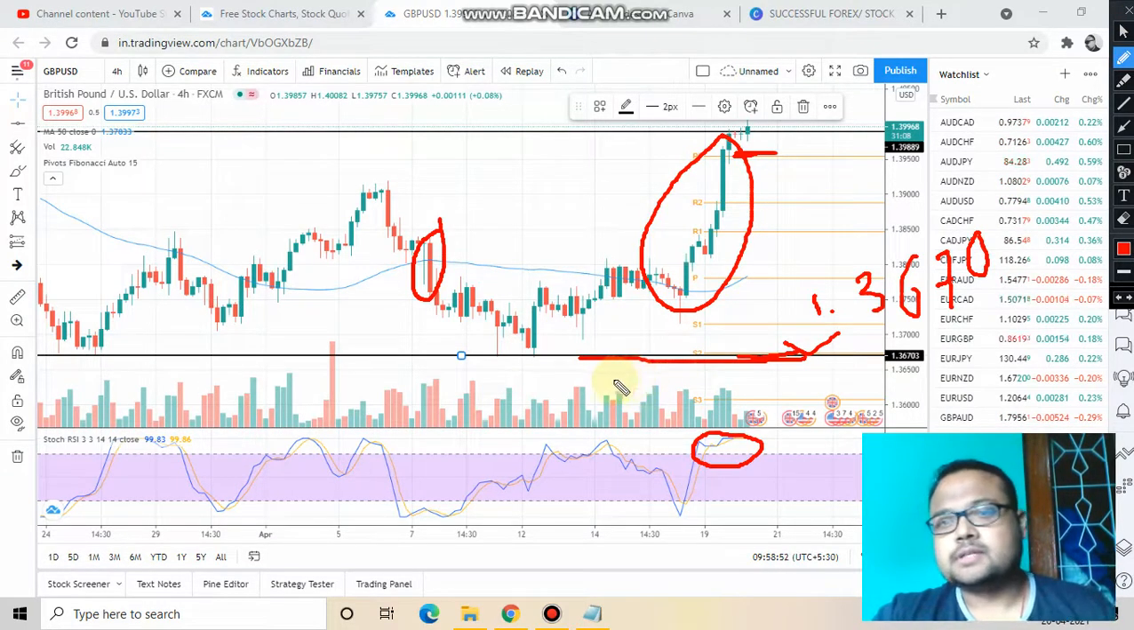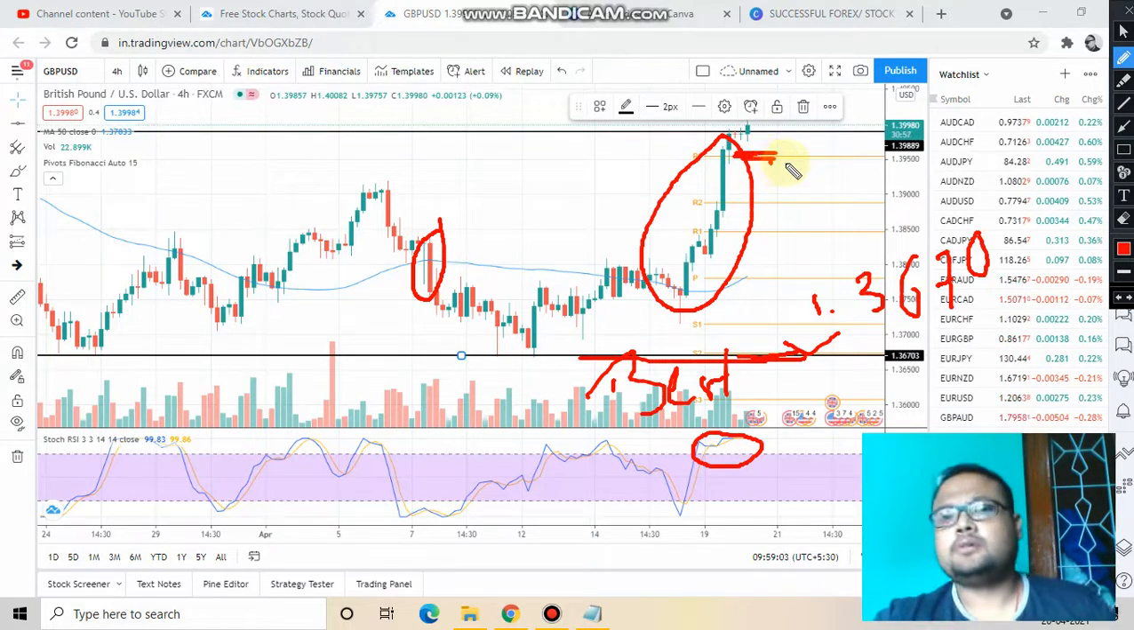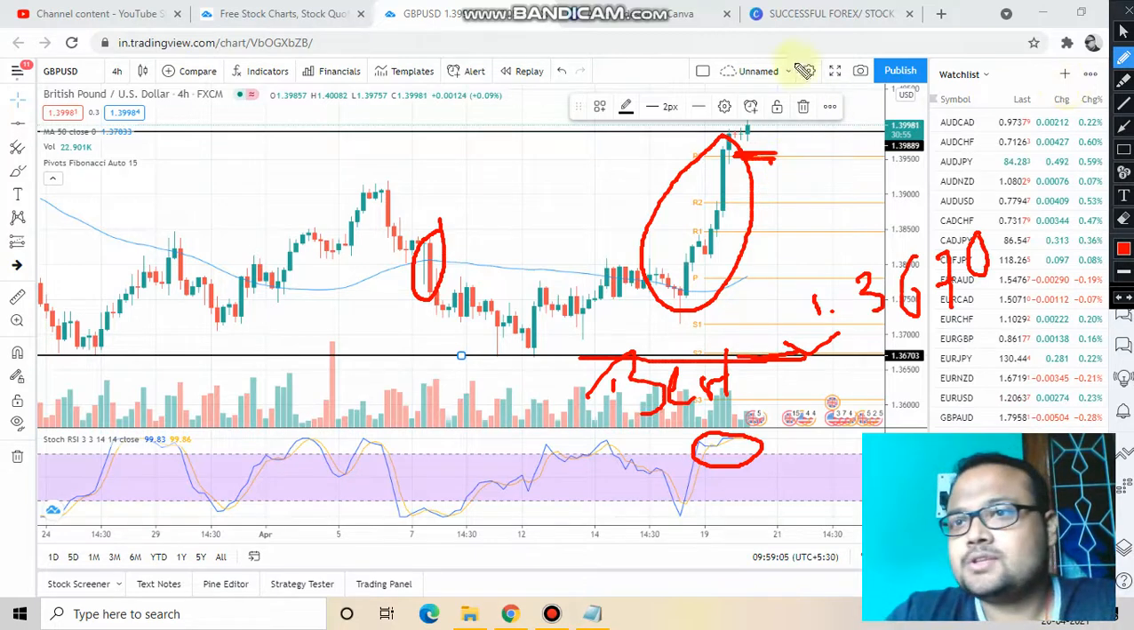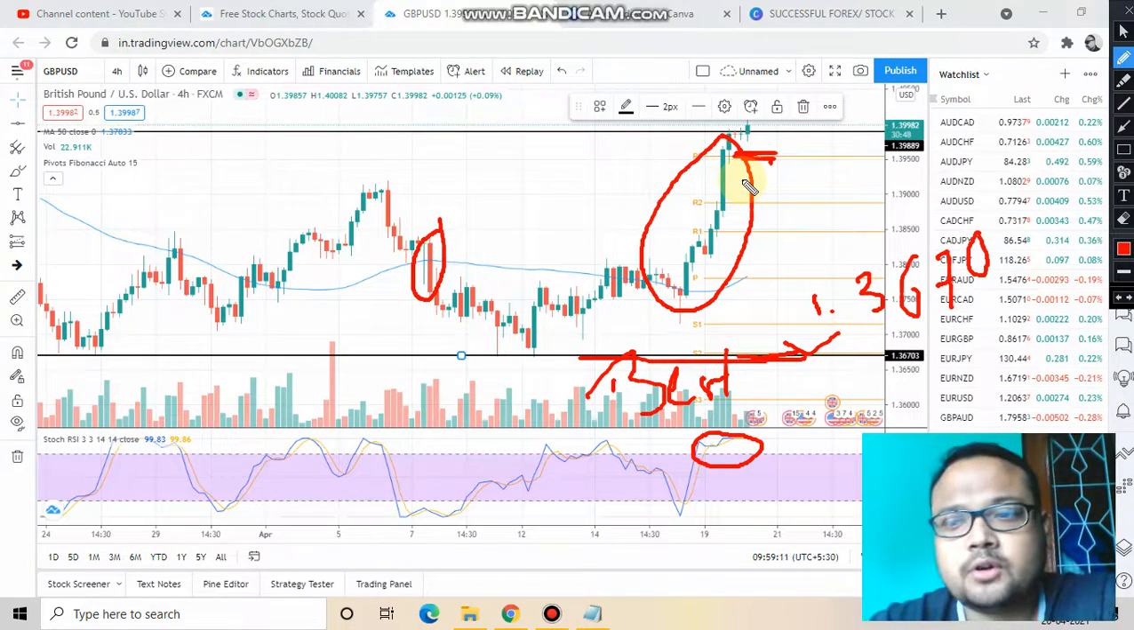So if you ask me, this is the best spot to buy, and this is kind of risky. In case you get the market below this level, you can short, but be careful. So this is the analysis for GBP USD and the strategy that you can follow for GBP USD for 20th April 2021. Hopefully you have understood.